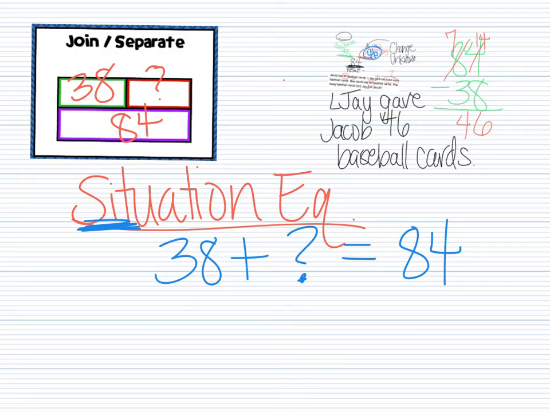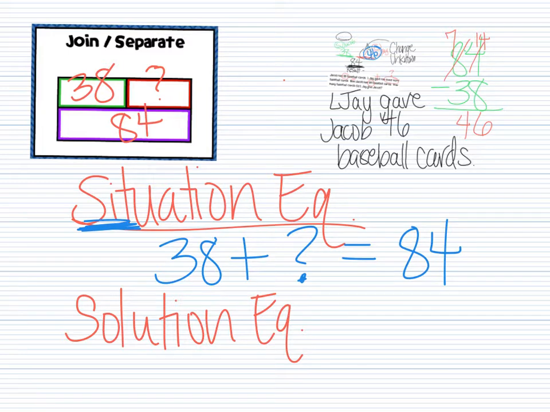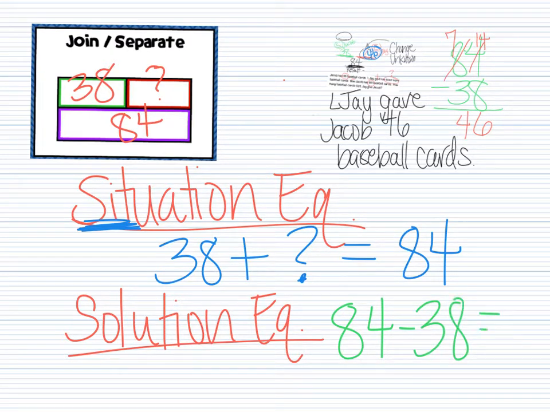My solution equation is how I solved the problem. Now, how did Miss Ayala solve the problem? How did we solve the problem? What did we have to do? That's right, we had to subtract. So my solution equation was 84 minus 38 equals question mark. Because that's what we had to do to figure out that my change number was 46, that LJ gave Jacob 46 cards. So there's my situation equation, how the numbers sit, my solution equation, how I solved it.